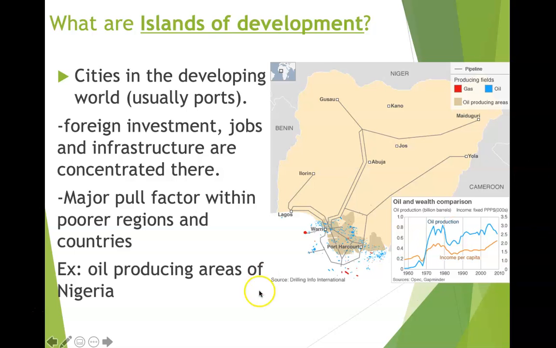And so we look at this area right in here where the oil is concentrated, and this is an island of development, right? And poor people from interior Nigeria are going to be moving here, and that puts a strain on the poor areas as well because you see a loss of bodies happening there.